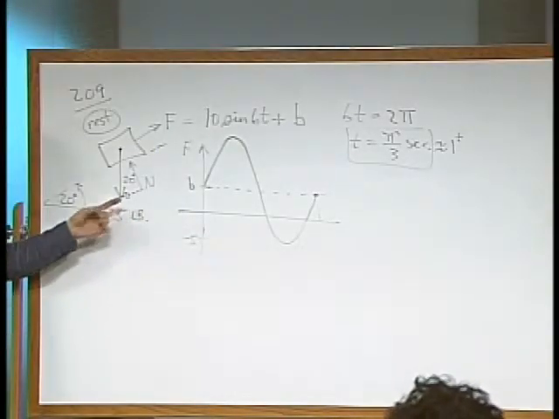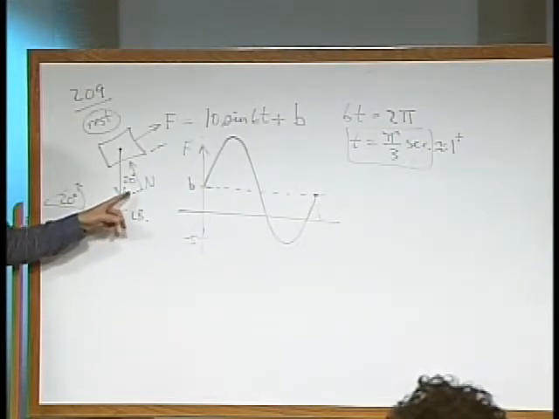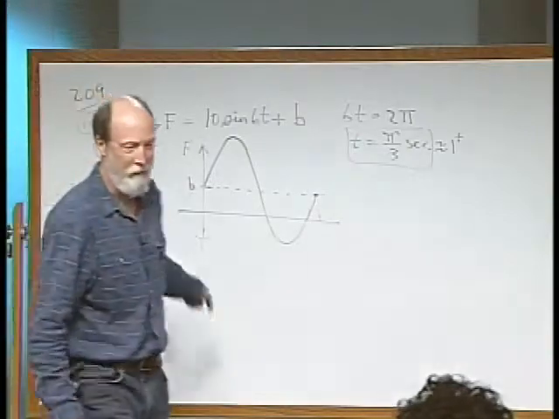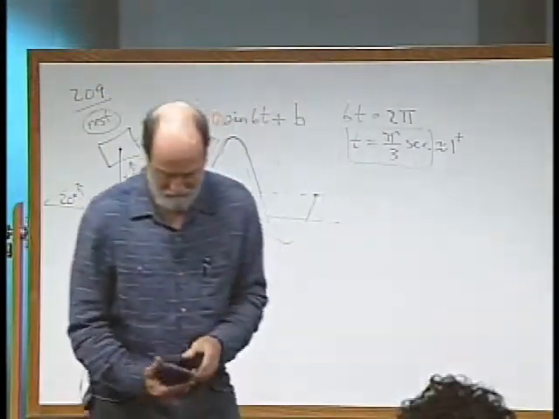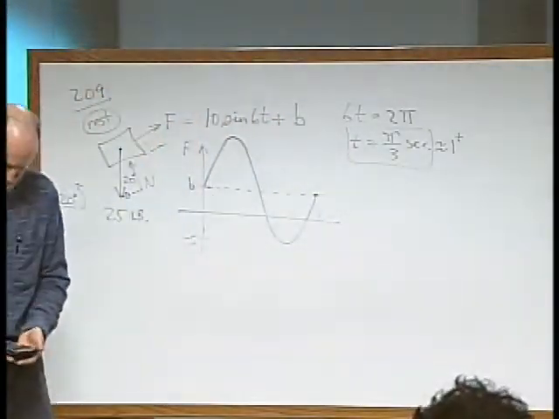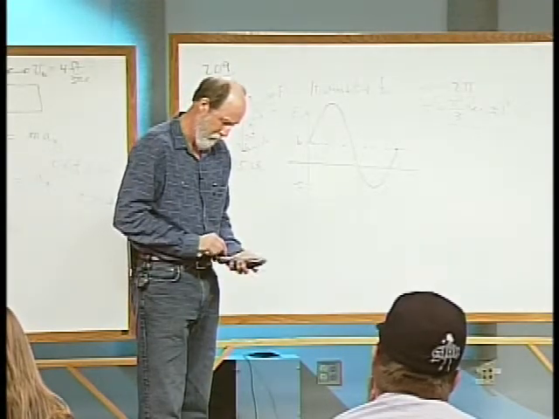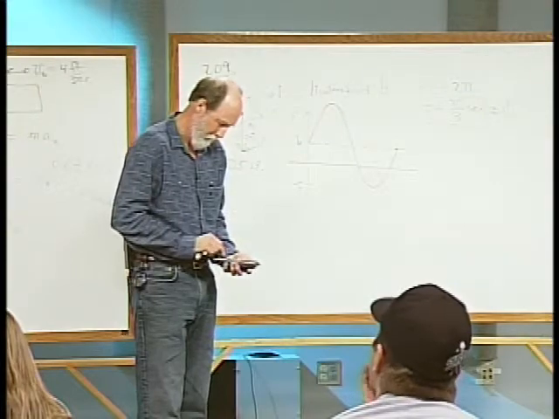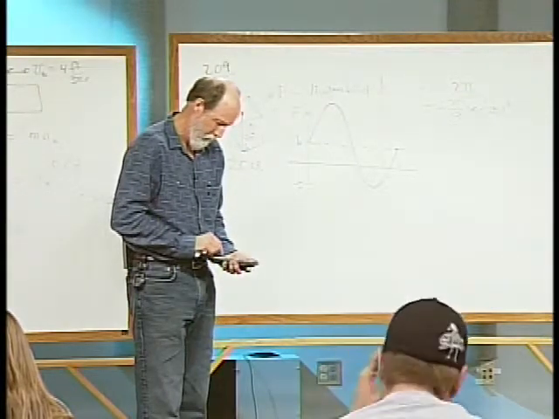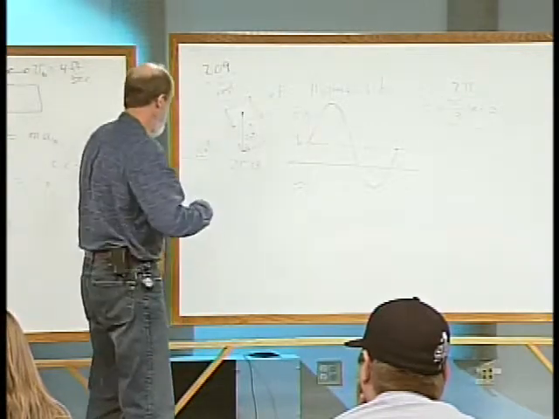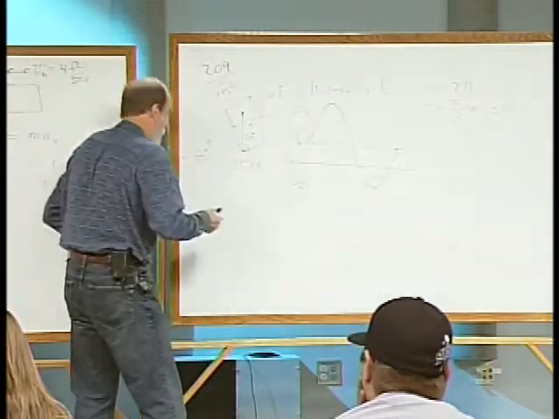Constant force. Okay, what's 25 sine of 20 degrees? Make sure you're in degree mode. 25 sine of 20 degrees. Okay. 8.55? Good. Okay. So that's 8.55 pounds down the ramp.